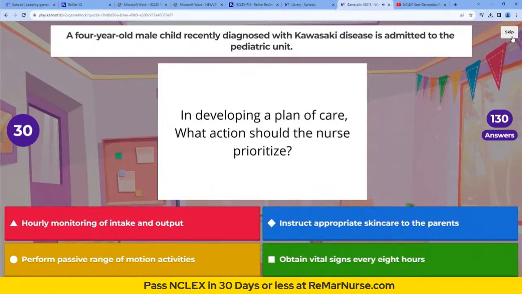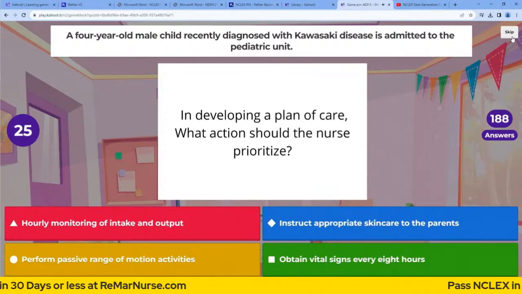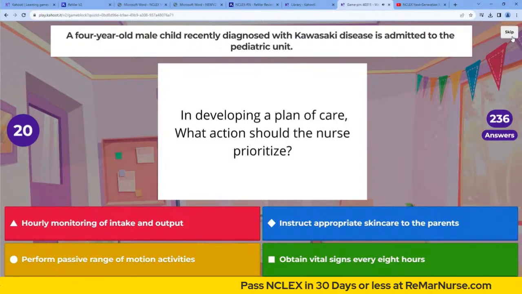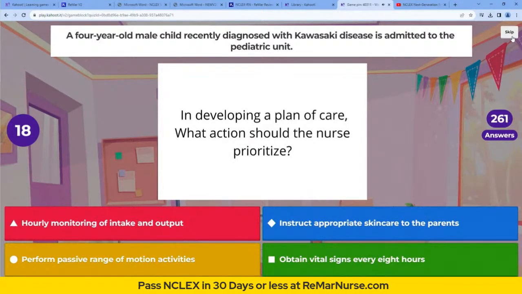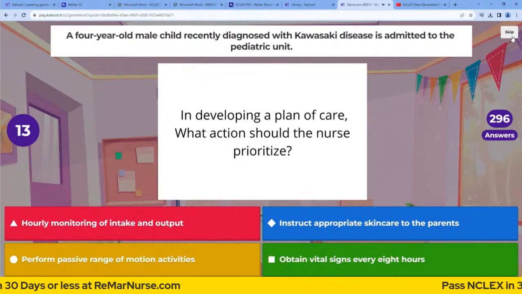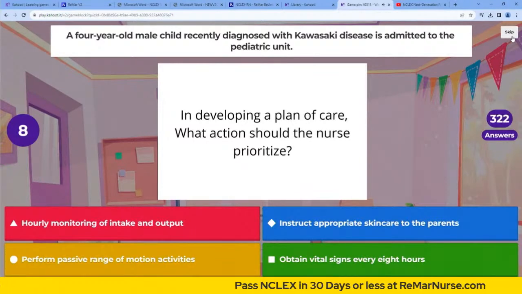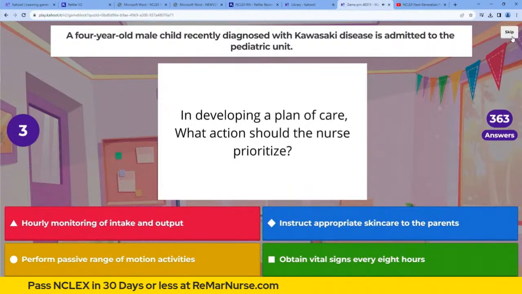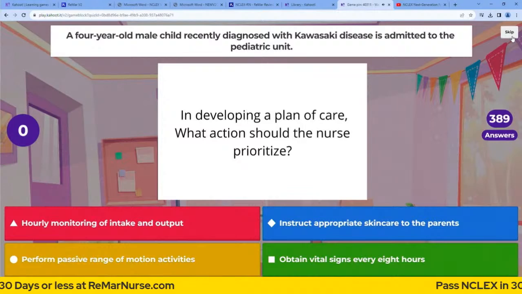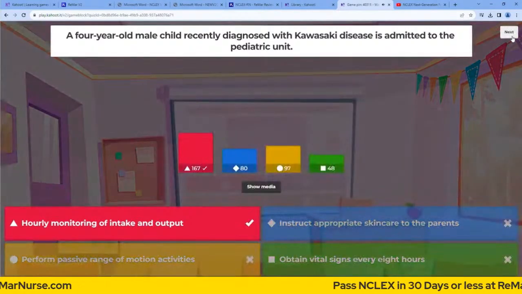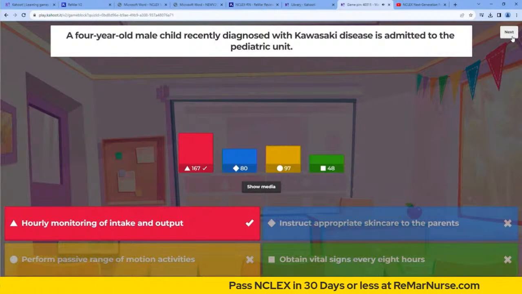This is more of a common sense question, honestly. Even if you are not familiar with the condition, the principles of prioritization need to be present. Of course, airway, breathing, circulation is a way to prioritize, but there's another way to prioritize. Is everybody getting this one? Another way to prioritize is also Maslow's hierarchy of needs.